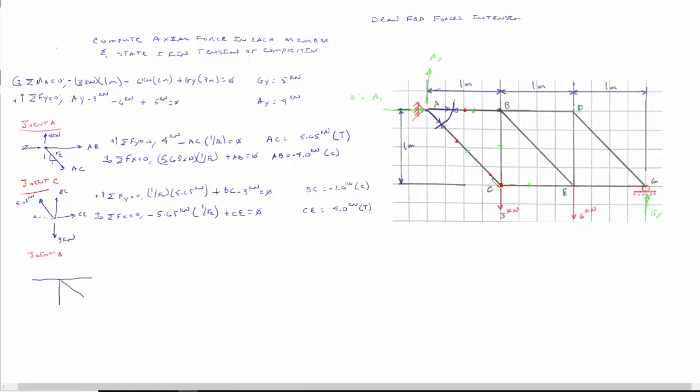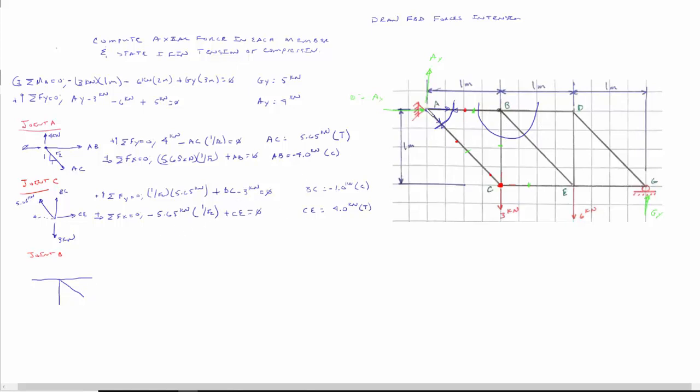Now, a lot of people will say, well, what about this 3 kilonewton force? Can't disagree with what you're thinking, but remember, I'm just cutting those. If I cut this out and I erase everything else, all I'm looking at is what's happening at joint B. So I've had force BD, force AB, force BC, and force BE. That's all I'm looking at.